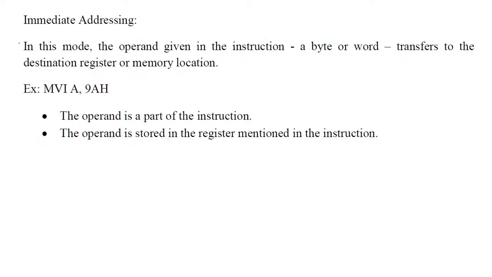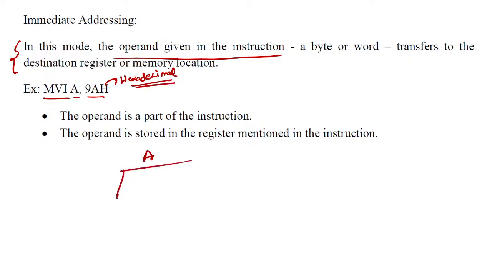So immediate addressing mode means in this addressing mode the operand is given in the instruction itself. For example, MVI A, 9AH. This H means that the value is a hexadecimal value. So this instruction means that you want to move immediate value 9A into the register A, that means into the accumulator. 9A in binary, you can say 1001 1010. This value will be moved to the register A.